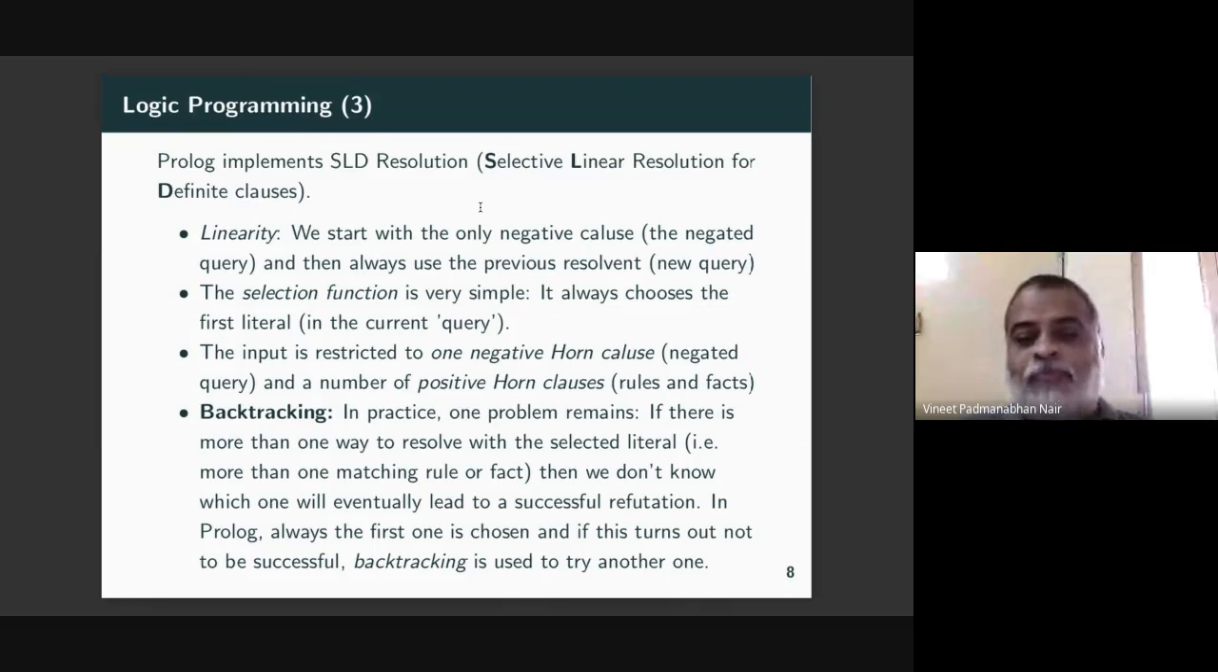In practice, one problem remains. If there is more than one way to resolve with the selected literal, that is, more than one matching rule or fact, then we don't know which one will eventually lead to a successful refutation. So in Prolog, always the first one is chosen, and if this turns out not to be successful, backtracking is used to try another one.